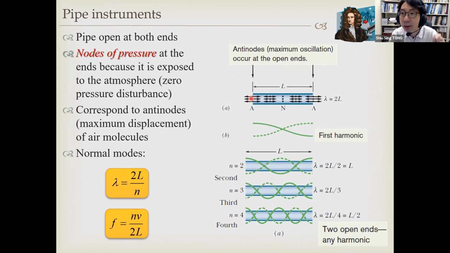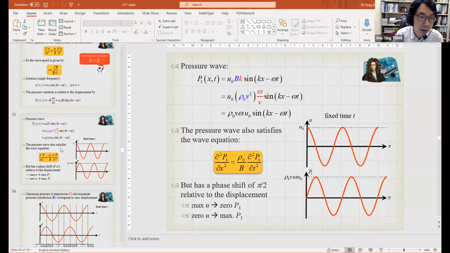That means the pressure at both ends is the same as the atmospheric pressure, right? So in the standing wave, the two ends must be a node for the pressure. The pressure change there must be 0. So there is a node at the two ends for the pressure wave. Is that okay? A zero disturbance in the pressure corresponds to a maximum vibration in the displacement. If you don't remember, I will help you with this slide.